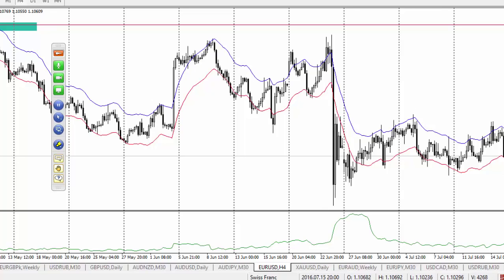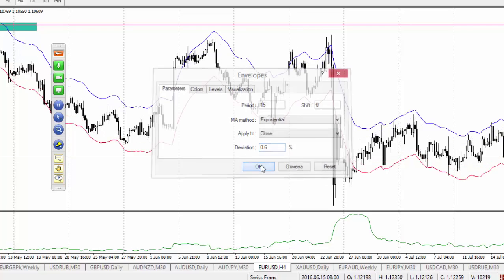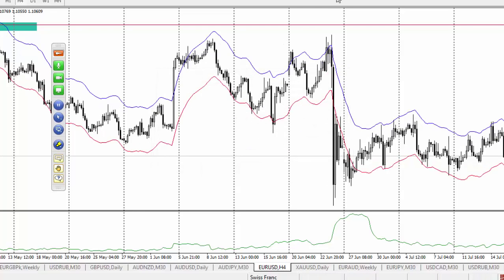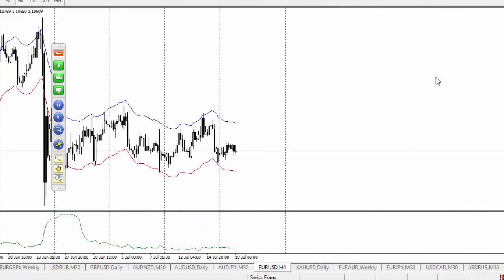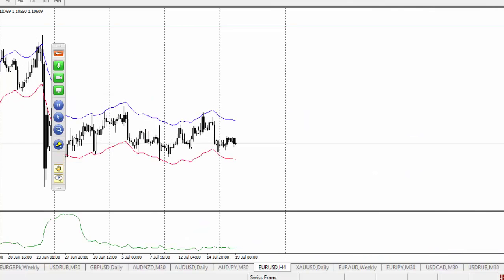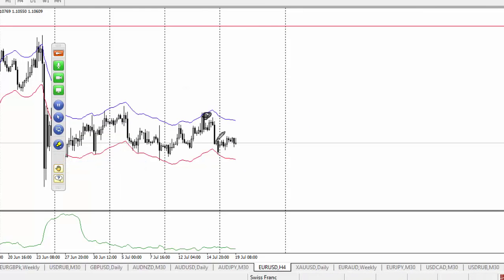Now we should increase the deviation because the lower band of the envelopes doesn't fit the actual low. So we choose to increase the deviation possibly to 0.6 or so. Well, now it looks like we have captured the trading range correctly. You see that now.